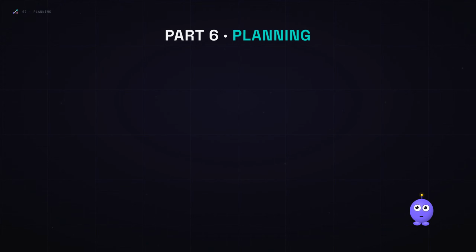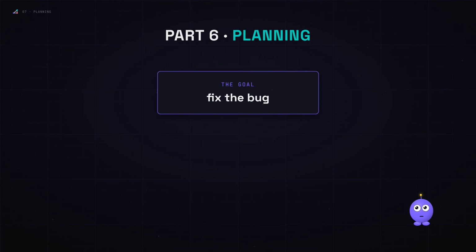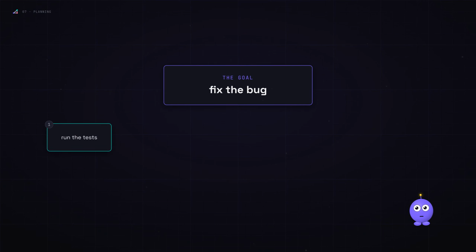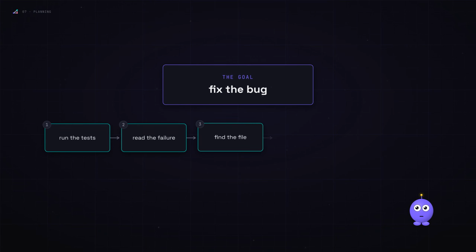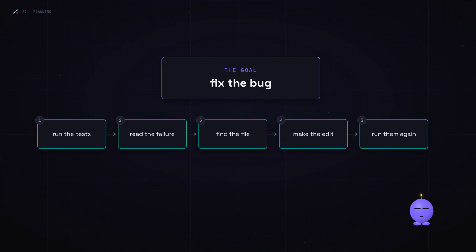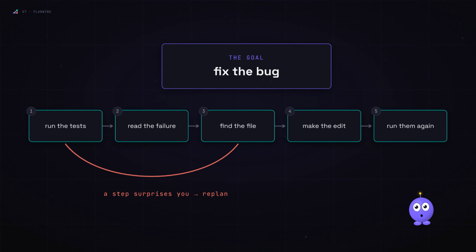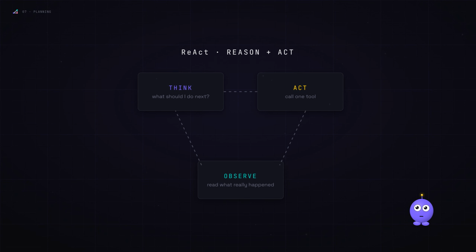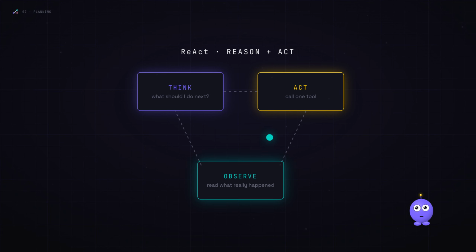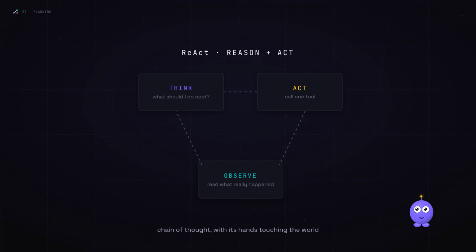Part 6. Planning. Ask an agent for anything real, and no single tool call gets you there. Fix the bug actually means run the tests, read the failure, find the file, make the edit, run them again. Something has to break the goal into steps, and decide what happens when a step surprises you. The pattern most agents run is called ReAct, short for reason plus act. The model thinks a step, acts, reads what actually happened, and thinks again. It's chain of thought with its hands touching the world, so the plan updates on real results instead of assumptions.